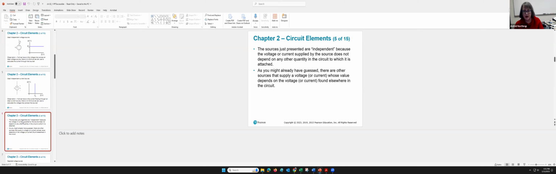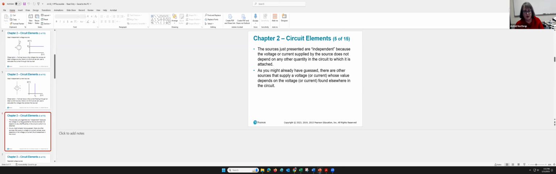So we're going to talk a little bit more about the idea of an independent versus a dependent source. As it says, the sources just presented, which are both represented by circles, are independent because the voltage or current supplied by the source does not depend on any other quantity. It just is. So if you have a battery, until the battery starts to drain down, a 9-volt battery will provide 9 volts. Or if you plug something into the wall, it will provide 110 volts, no matter what you plug into it. Now, you may overdrain the power, you may pop the circuit, and so on. But in general, you're going to be supplied at 110 volts no matter what.